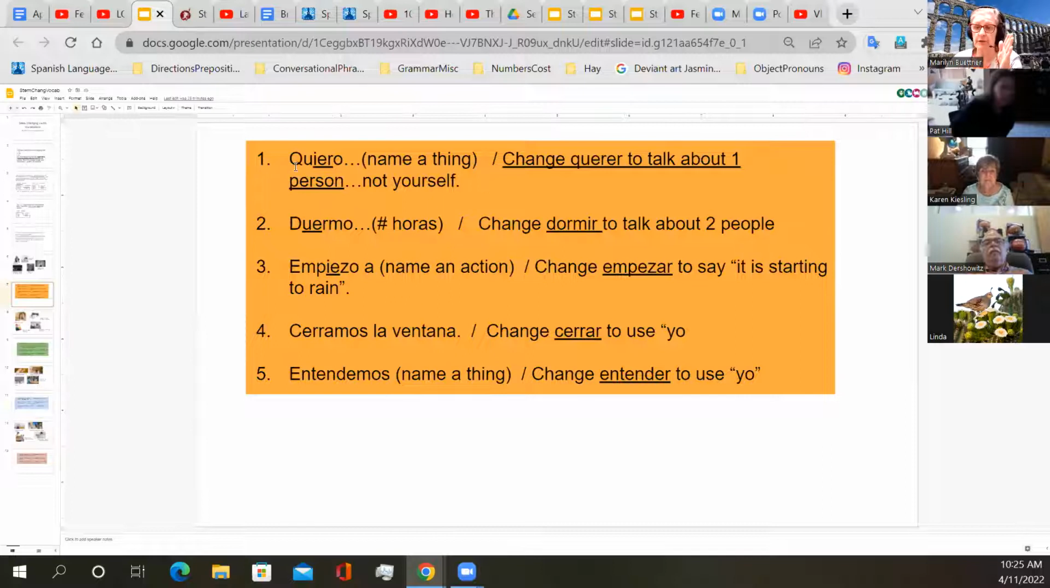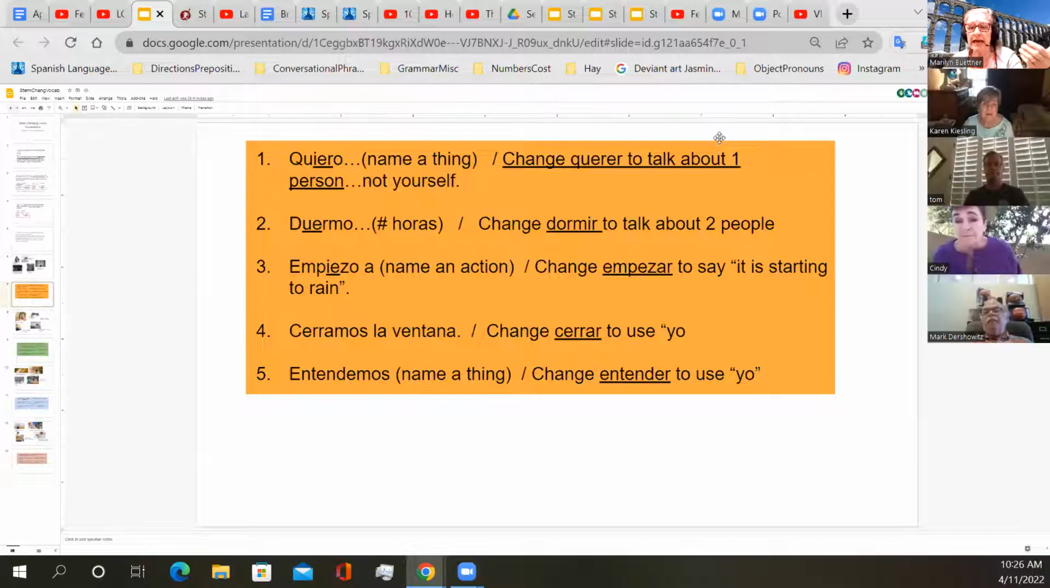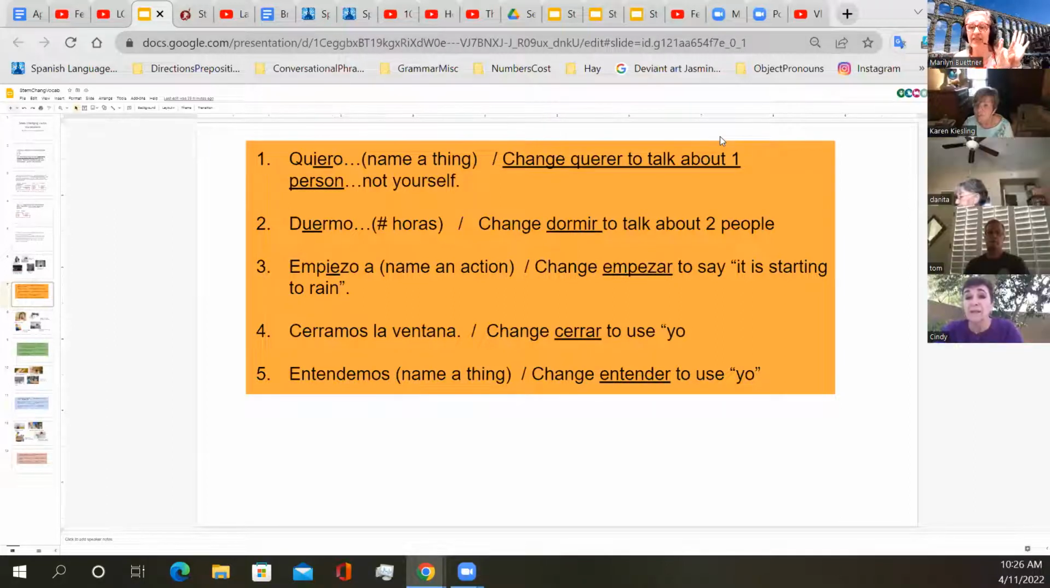Change it from quiero, like quiero agua, right? You can put anything in there. Changing it to talk about one person, quiero changes to quiere. Remember, if you're talking about one person, you've always got a naked vowel hanging off the end. And the vowel by itself is the e sound at the end. Quiere.